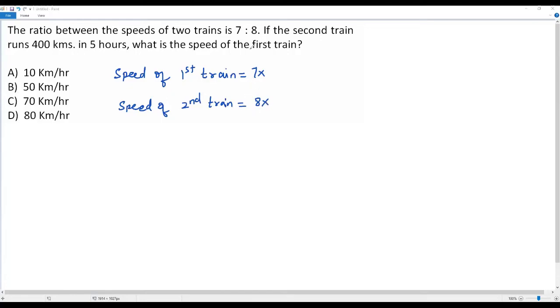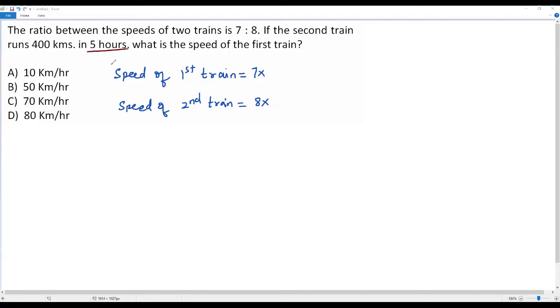According to the question, we have to get the speed of the first train. To get the speed of the first train, I must get the value of the variable x. Once I get the value of x, it can be multiplied by 7 to get the speed of the first train. So how do we get the value of this variable x? For that, we have to use the other information in the question. That is, the second train runs 400 kilometers in 5 hours. We know the distance covered by the second train, that is 400 kilometers, and also the time taken by the second train, that is 5 hours.